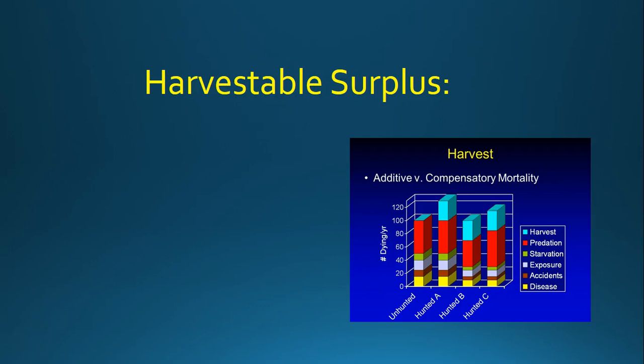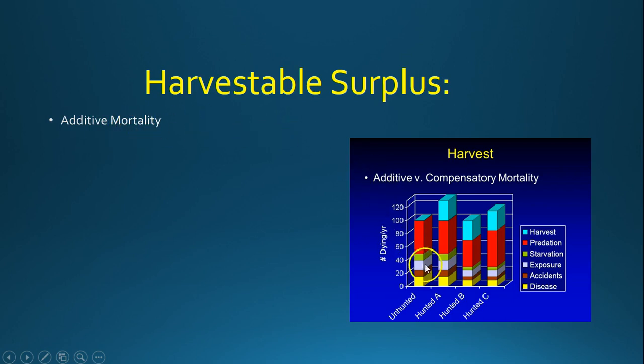Okay, in part 3 here, we'll finish up by starting with a discussion on this idea of a harvestable surplus. This is a really important concept and has to do with our two types of mortality. Your book does a good job of giving some examples, so let's see if we can just nail down this idea. So first of all, we have additive mortality.